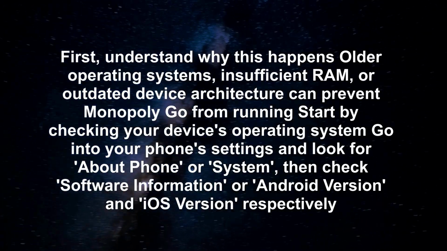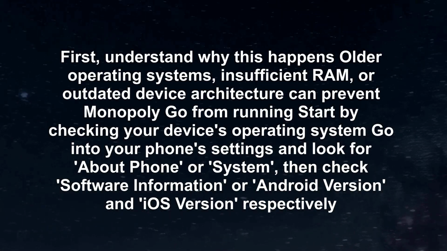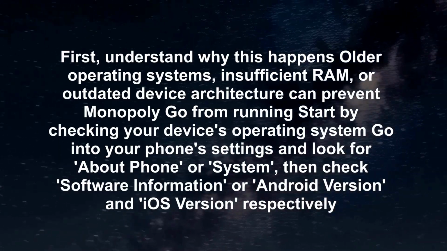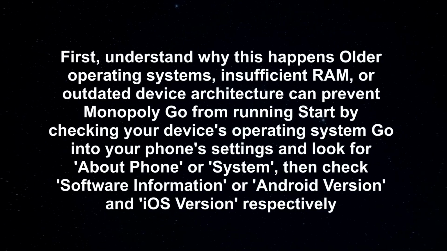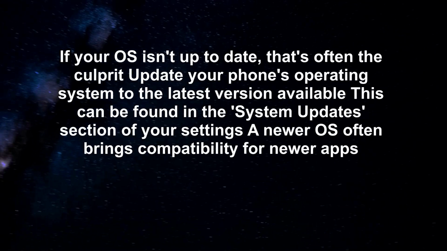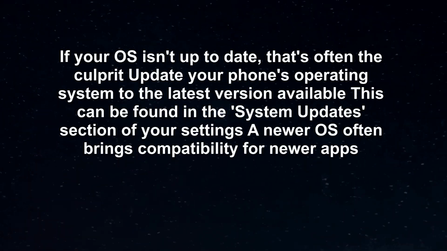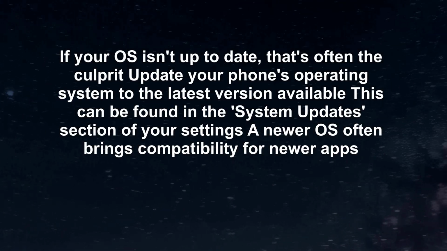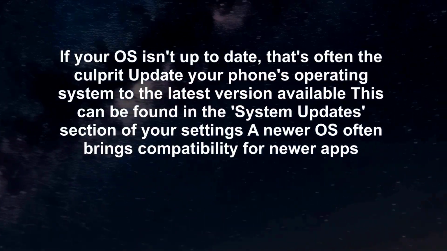Start by checking your device's operating system. Go into your phone settings and look for About Phone or System. Then check software information or Android version and iOS version respectively. If your iOS isn't up to date, that's often the culprit. Update your phone's operating system to the latest version available. This can be found in the System Update section of your settings. A newer OS often brings compatibility for newer apps.